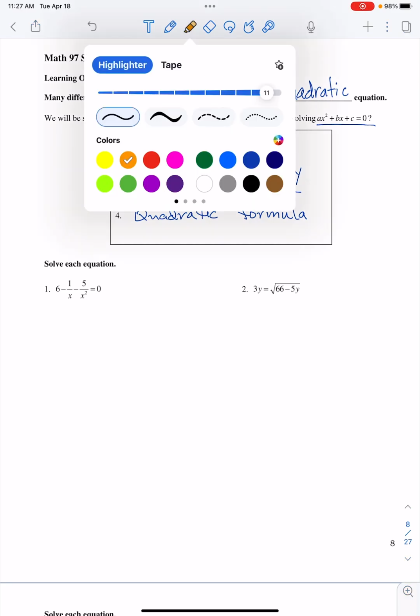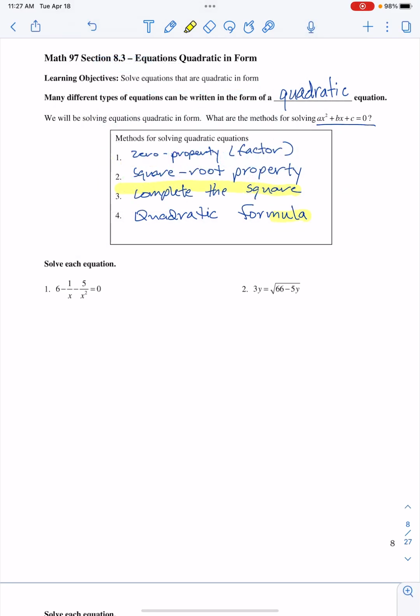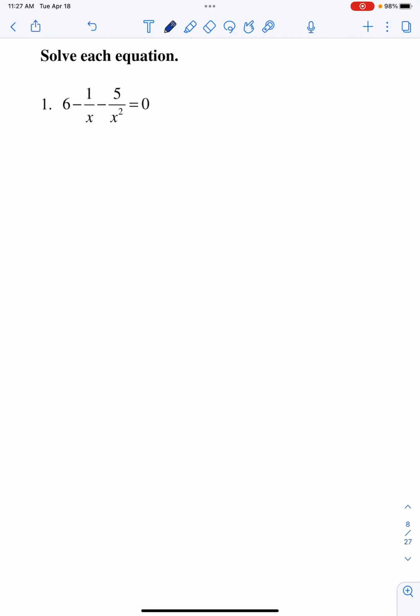Remember, complete the square and the quadratic formula work 100% of the time. They always will work to solve quadratic equations. The zero property will only work if it factors, and the square root property will only work if the variable is all within a perfect square. So really, this section is all about first remembering how to solve equations that we have done in other chapters of the course. So if we start with 1, I see fractions.